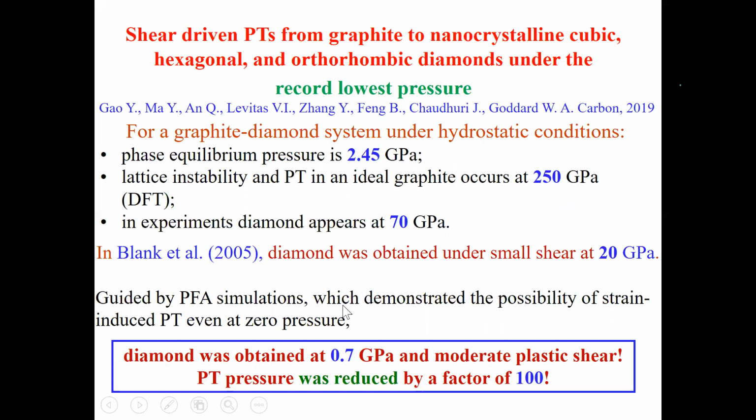But with our phase field approach, we showed that this phase transition potentially could be driven just by shear at zero pressure. And then, motivated by this prediction, low pressure experiments were performed, and indeed, diamond was obtained at 0.7 GPa and moderate plastic shear. So this is 100 times smaller than under hydrostatic condition. And it was quenchable, so it's an irreversible phase transition. And this is at the moment an absolute record in reduction of phase transition pressure.